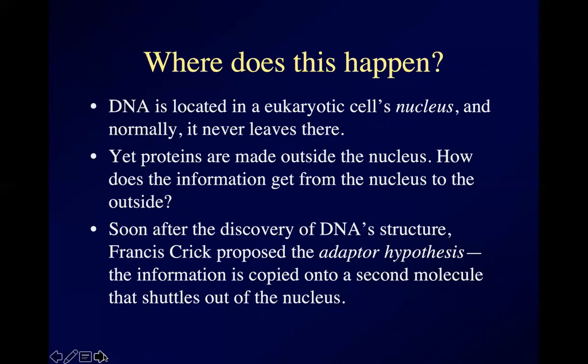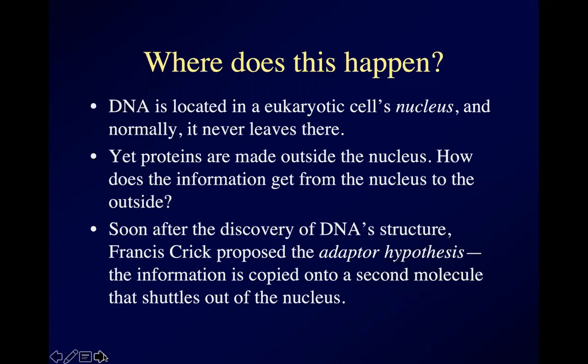DNA is located in eukaryotes in the nucleus. In prokaryotes, it's kind of clumped together in the center, but there's no nucleus in prokaryotes. In eukaryotes, DNA is in the nucleus, and it normally stays there. If DNA is coming out of a eukaryotic cell's nucleus, that cell is probably about to die. That cell has been very badly damaged.